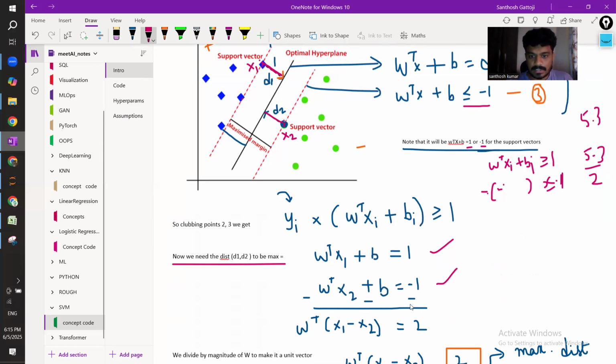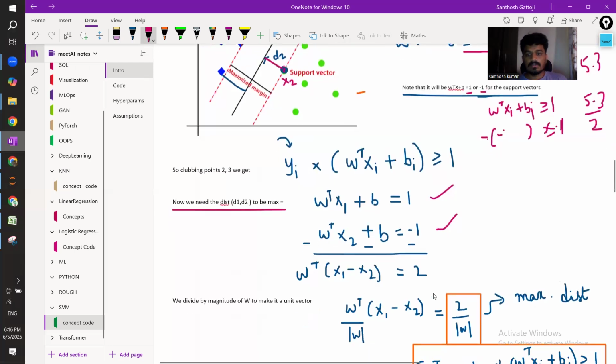Okay, so now we are subtracting these. When you subtract, you will have W transpose (x1 minus x2), and b gets cancelled, equal to 1 minus of -1, which is 2. W transpose you take as common, x1 minus x2 equal to 2. So now this is my point.